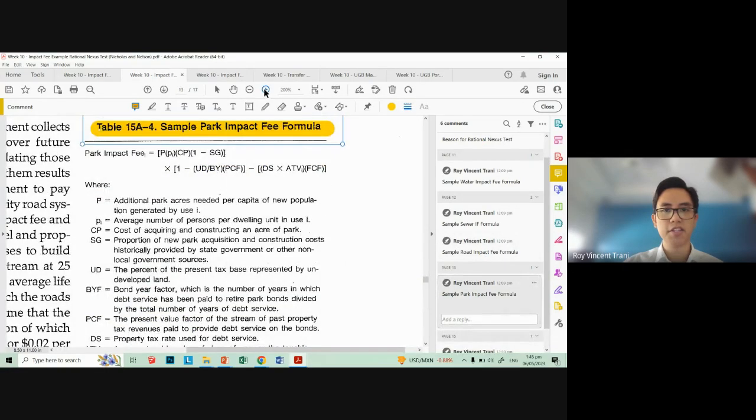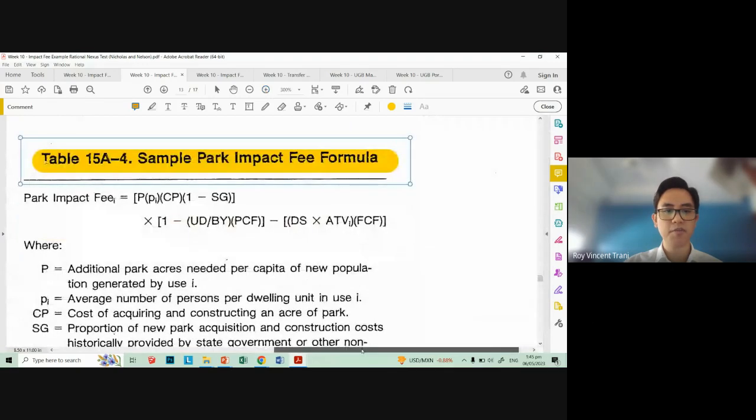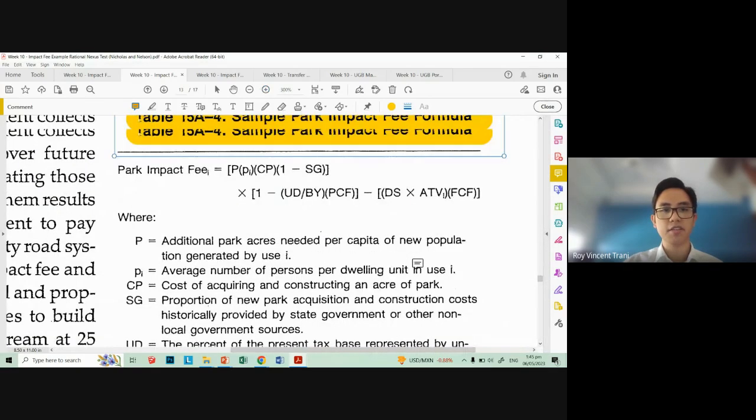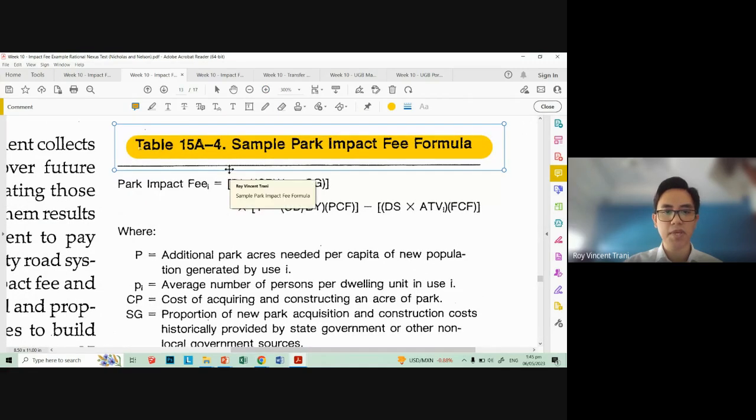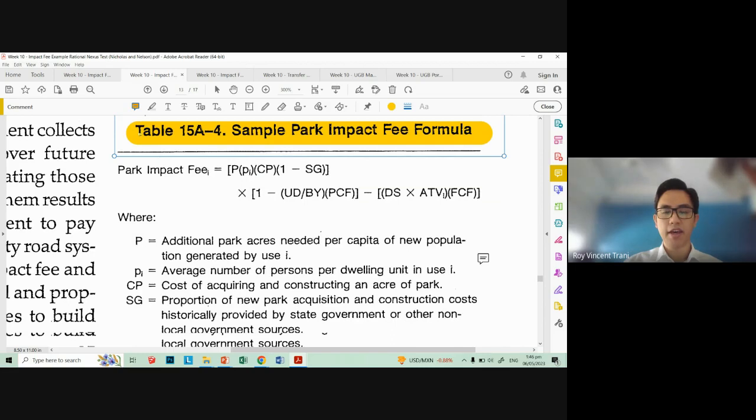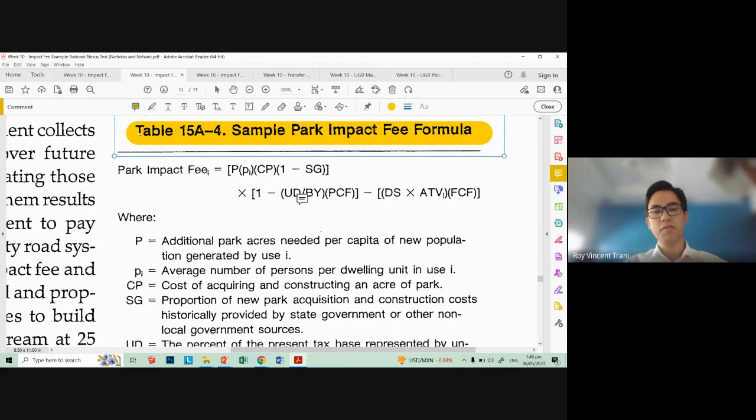The calculation is a bit scary looking, but it actually breaks down fairly easily. The park impact fee equals the additional park acres needed per capita of the new population generated by use. And then PI is the average number of persons per dwelling unit in use. For example, like a subdivision, you count the number of people in that subdivision, multiplied by CP, the cost of acquiring and constructing a new park, and then multiplied by 1 minus SG.